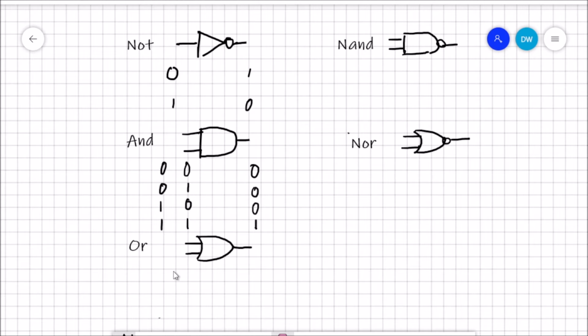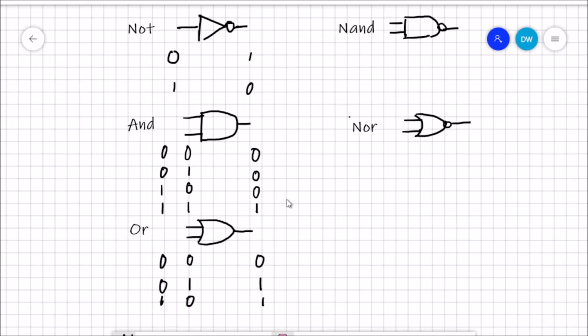Now, OR is slightly different. With OR, if neither of the inputs is high, of course the output is low. But OR, so A or B, so if either one of the inputs is high, then the output is also high. So 1, 0, so 1. And then, of course, if both inputs are high, then the output will be high as well.